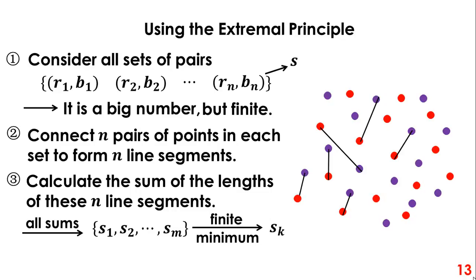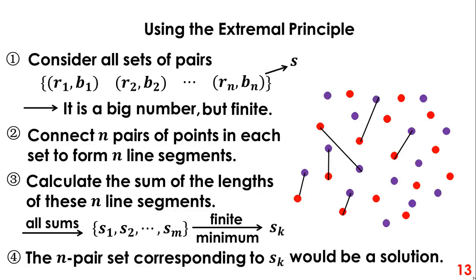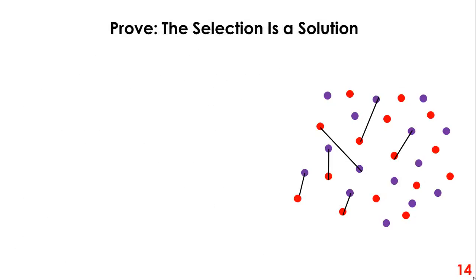That's important. That Sk gives us the solution. To be more precise, the set that corresponds to Sk would be a solution. When we have many solutions, the solution does not have to be unique, so we just want to find one of them. So we claim the smallest Sk corresponds to the solution set. But we need to prove it. It's not trivial, so we need to spend time to prove it.